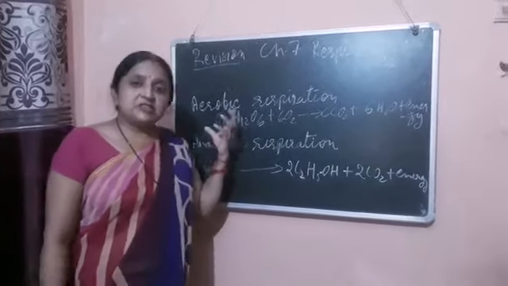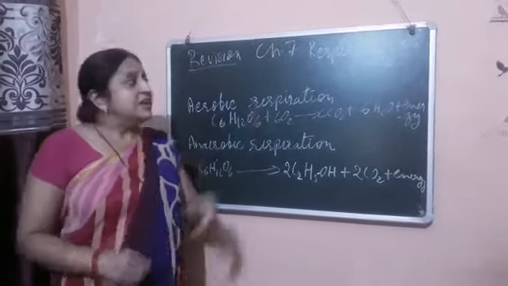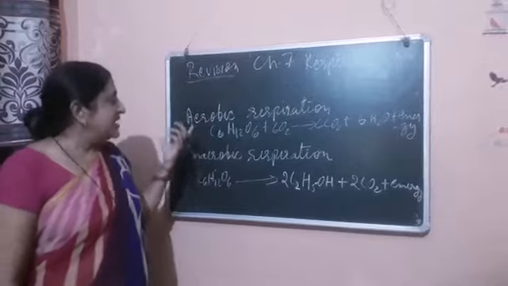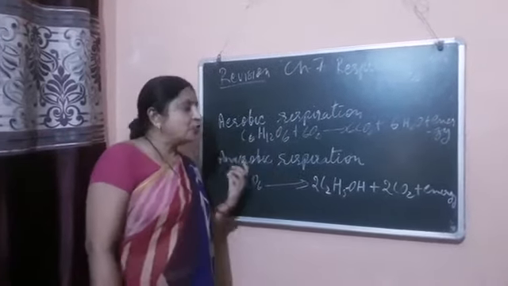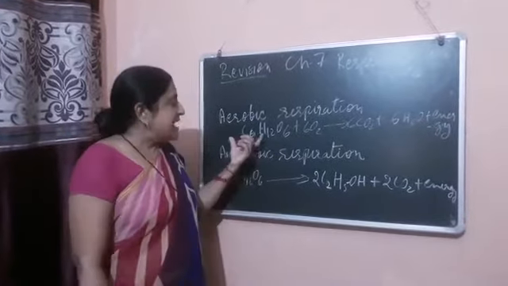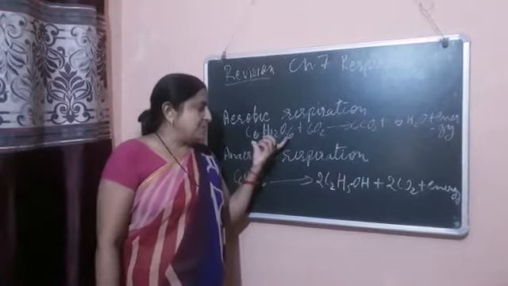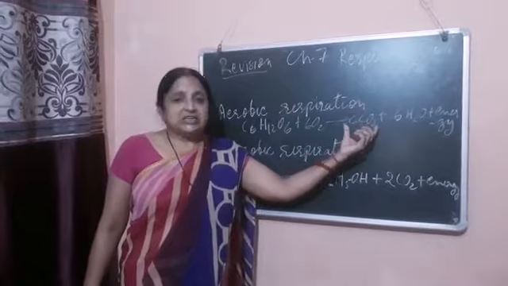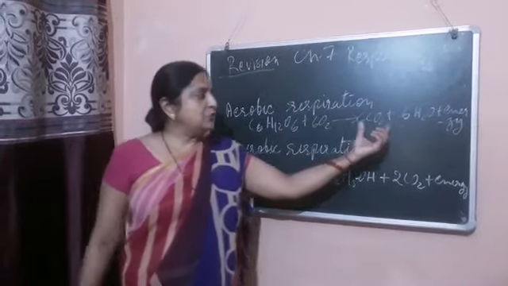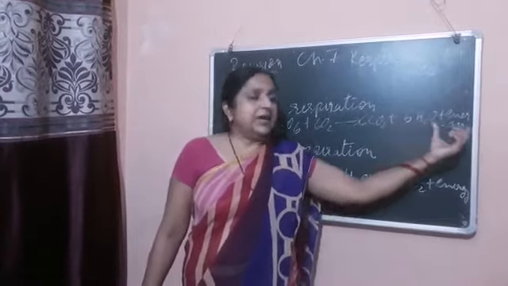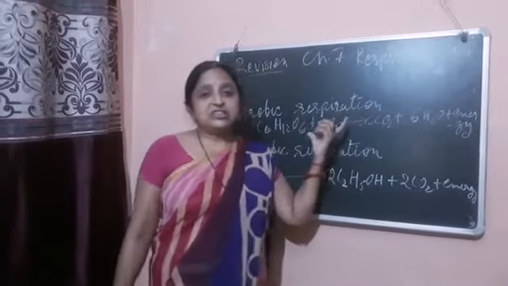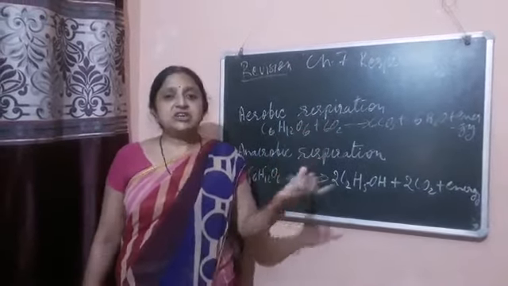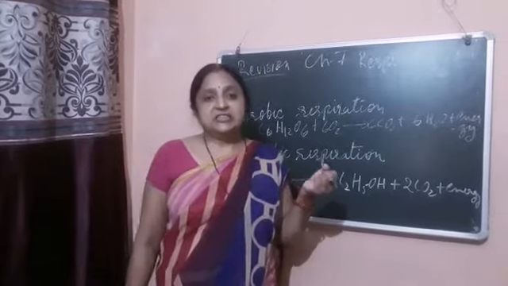Now, on the basis of presence or absence of oxygen, respiration divides into two parts: aerobic respiration and anaerobic respiration. In aerobic respiration, this is a food. It completely breaks down into carbon dioxide molecules, some molecules of water and energy. In this type of respiration, lots of energy is released.